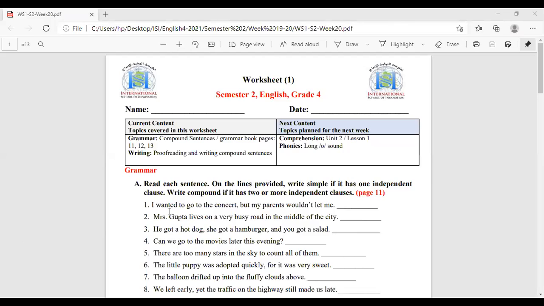Let me show you the worksheet because I'm going to solve a part of it with you again. And the most important part, this one. And again, I repeat that the grammar exercises are found in your grammar book, pages 11, 12, 13.